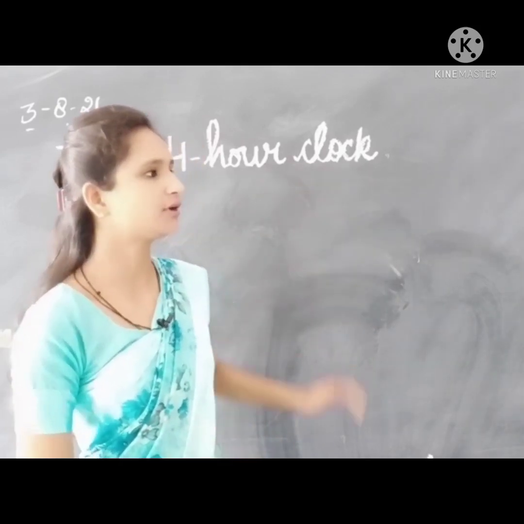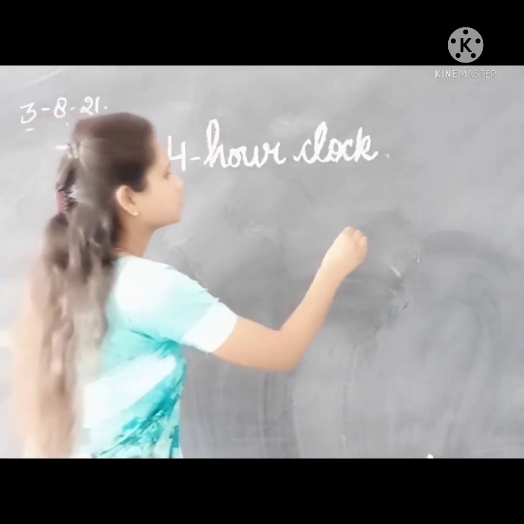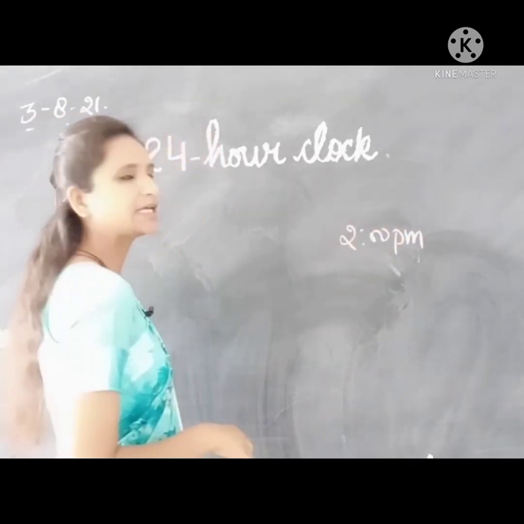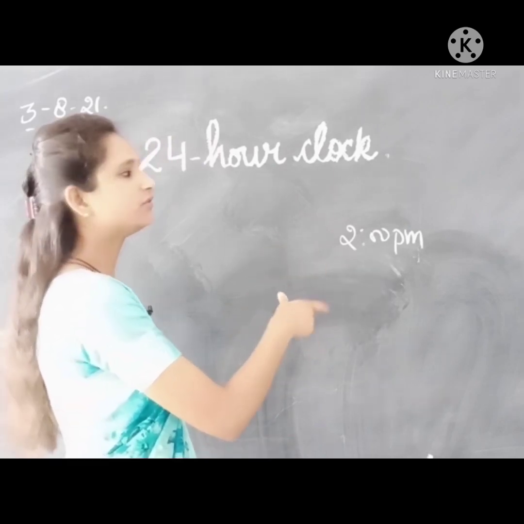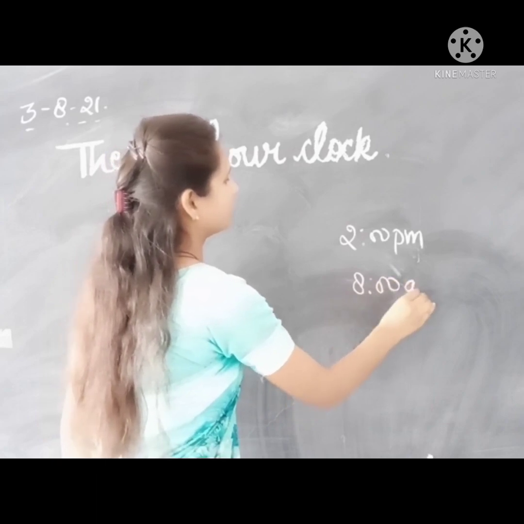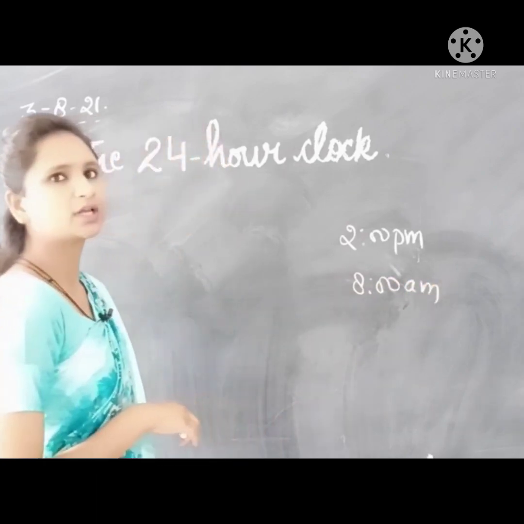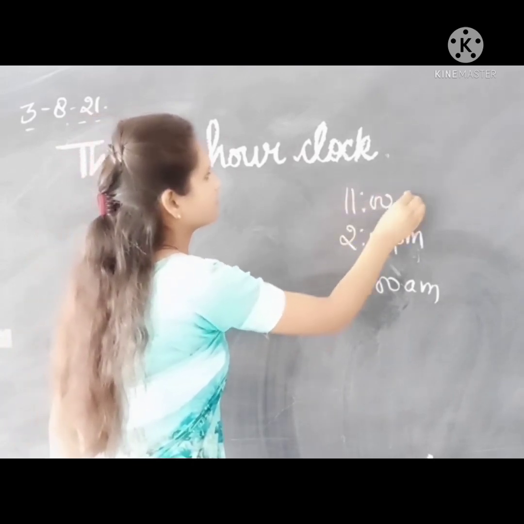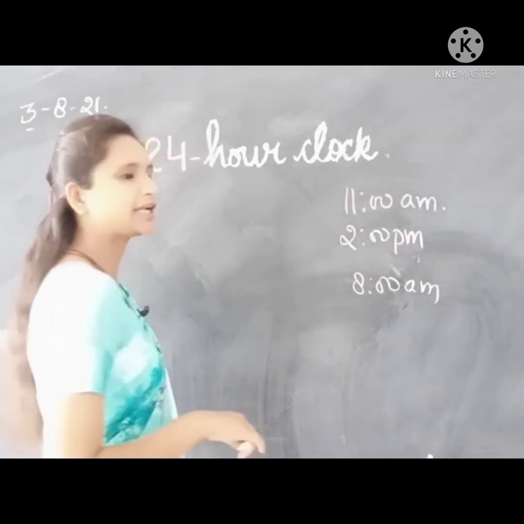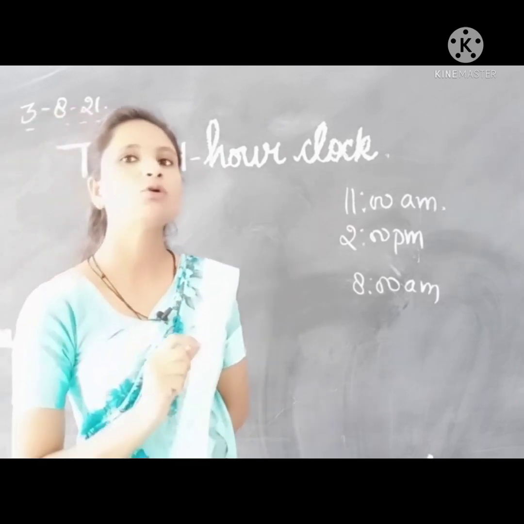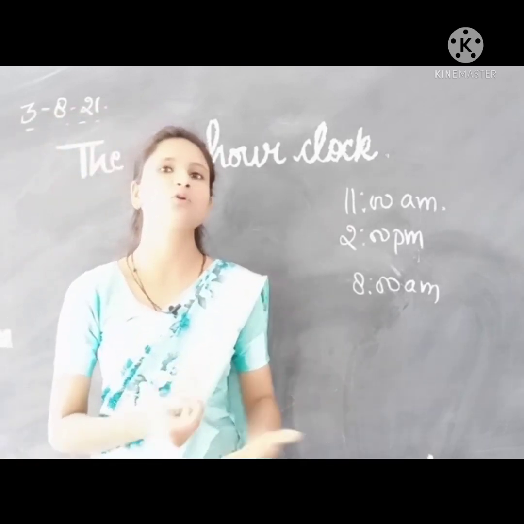If I say 2 p.m., it is in 12-hour clock. If I say 8 a.m., it is also in 12-hour clock. If I say 11 a.m., it is also in 12-hour. Now today we will be learning about the 24-hour clock.